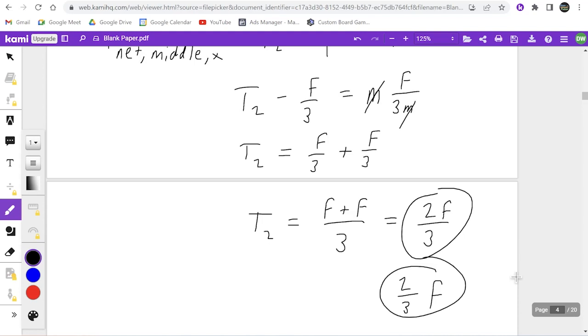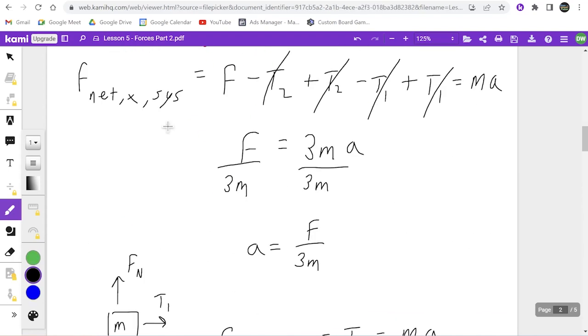Oh, so my question is, is this also a pattern with the 2? Like, if you looked at a hypothetical fourth box, would it be 4F over 3? You mean 3F over 4? Yeah. If all the masses are equal, then it'd be F over 4, then 2F over 4, then 3F over 4, and then that's it. Okay, thank you. Yep, no problem.